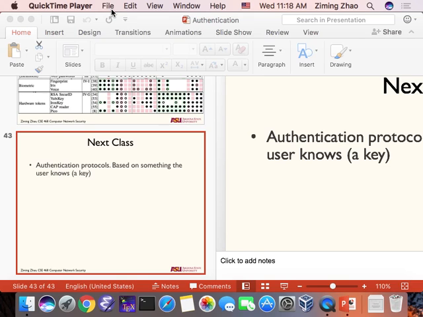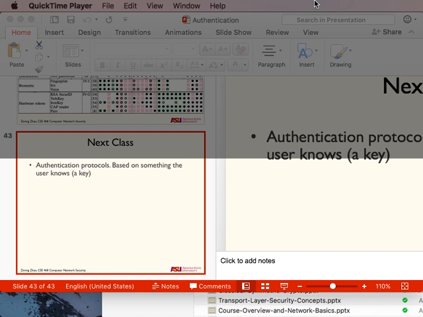What? The guy's trying for authentication. What's that?